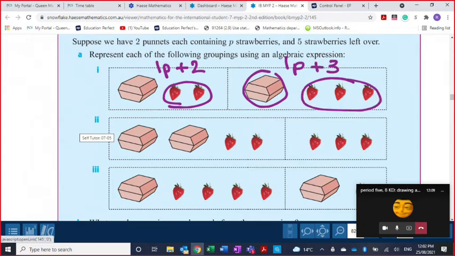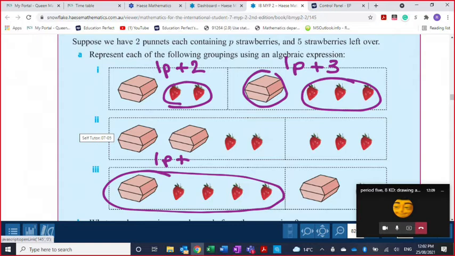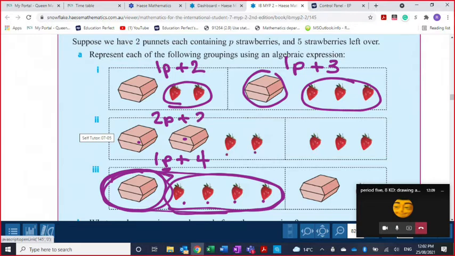Really pretty straightforward when you look at it as a picture. Let's look at this one at the bottom. We have 1 punnet plus 1, 2, 3, 4 strawberries. So the items we know, we can just represent with a number. The items we don't know, we represent with a letter. Now in this one, we have 2 punnets, so that's 2 punnets plus 2 strawberries. So 2P plus 2. Pretty straightforward?